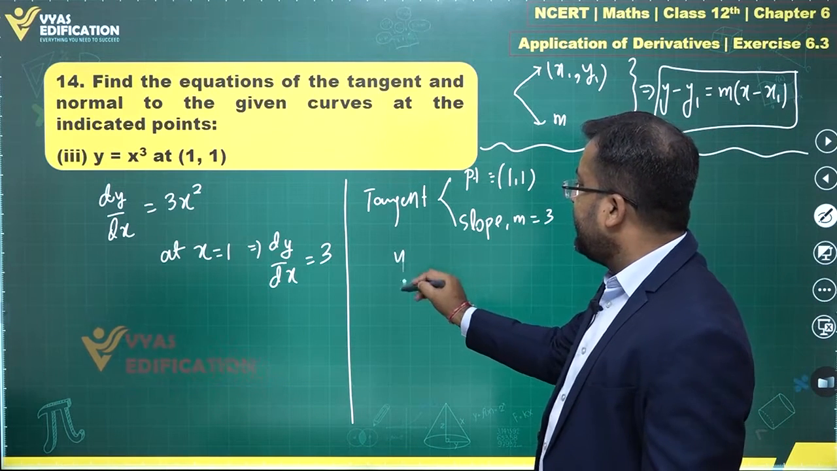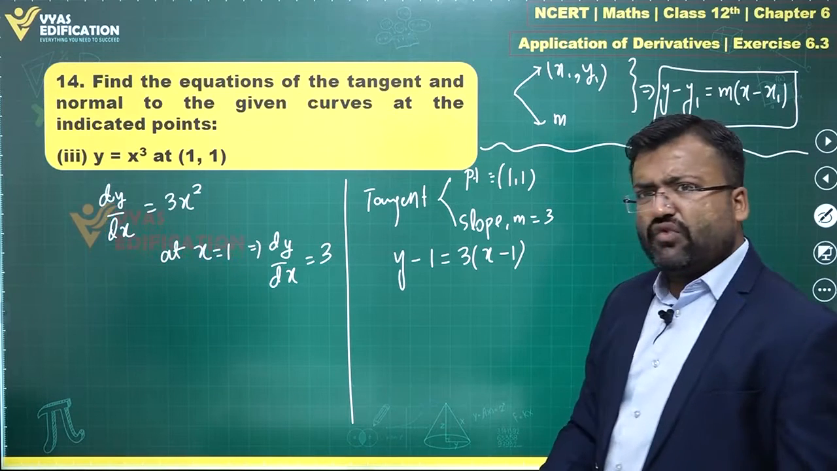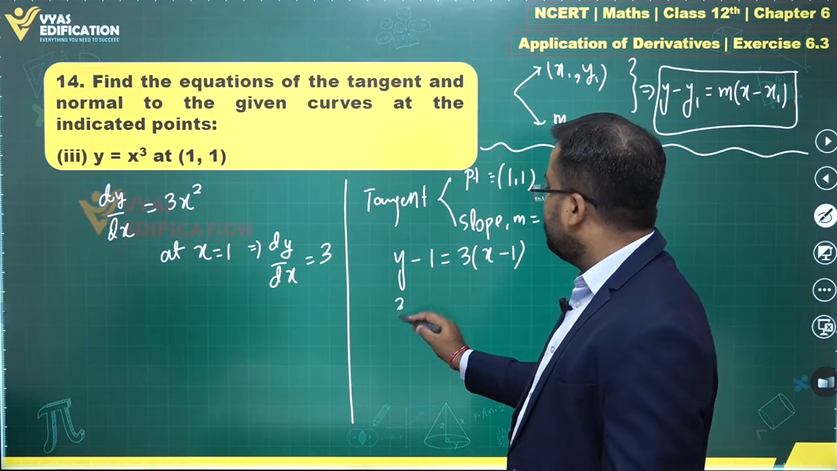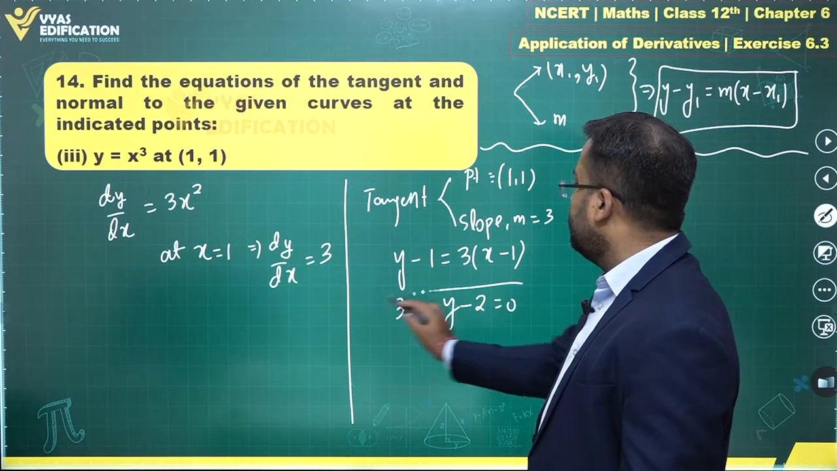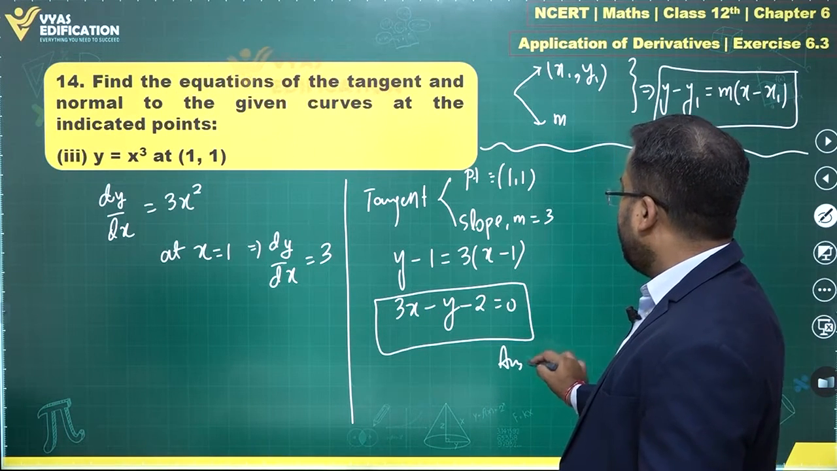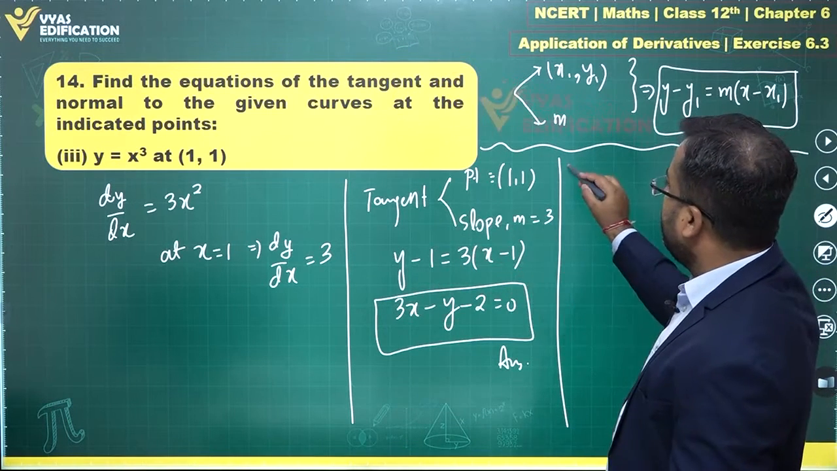So with the help of this, I can write y minus 1 is equal to m times (x minus 1). This is what we have. What does that give me? This is 3x minus y minus 2 is equal to 0. That's my final answer for the equation of tangent. What about the equation of normal? We can easily find normal as well.